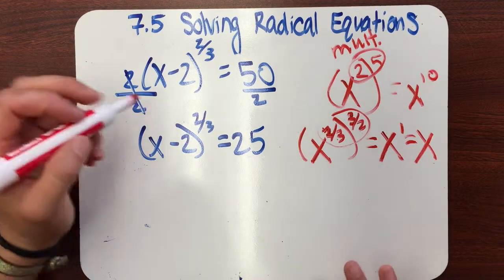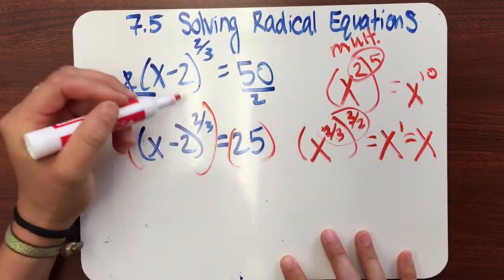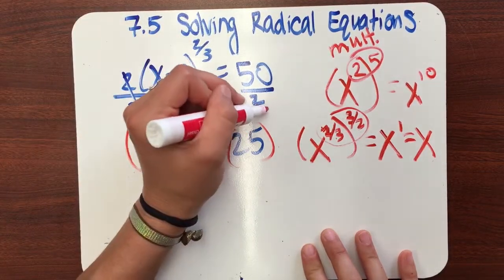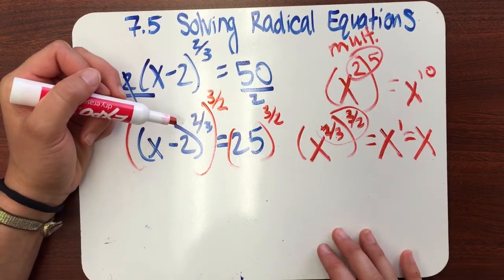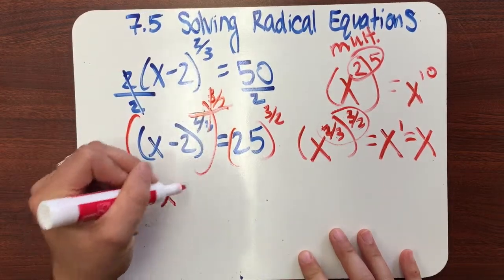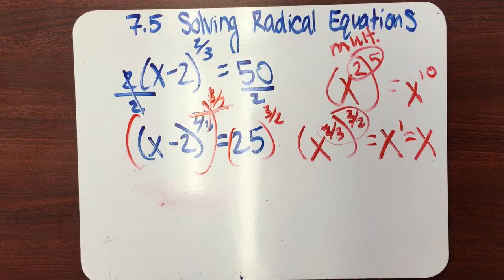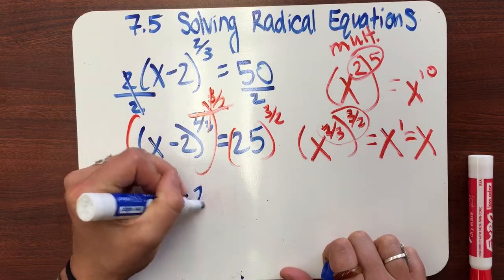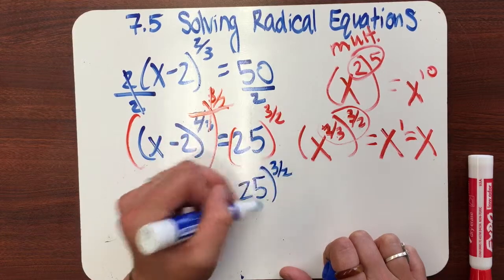So for this one, we're going to take both sides to the reciprocal power. The reciprocal of 2/3, we said, is 3/2. And we multiply the exponents here. So the 3's will cancel and the 2's will cancel. So we have x minus 2 here. And on the other side, we have 25 to the 3/2. So we have x minus 2 is equal to 25 to the 3/2 power.